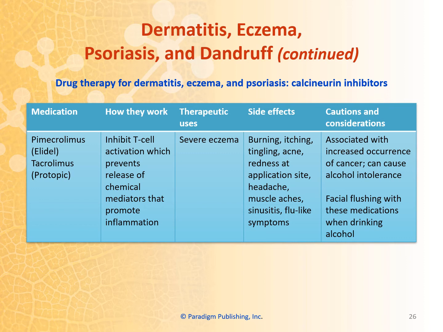And tacrolimus and Elidel, the way they work is they inhibit T cell activation, which prevents release of chemical mediators that promote inflammation. And I believe those are on page 632 of your textbook. They're called calcineurin inhibitors. And 632 will go into more detail about those.